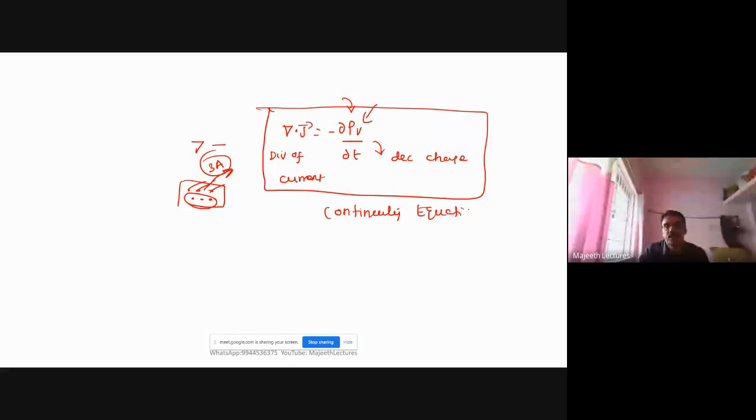This is a very, very important equation. By using this continuity equation, Maxwell proved that Ampere's circuital law has some drawbacks. Then only he proved that electromagnetic waves can be propagated. So this is a very, very important equation called the continuity equation. Next.